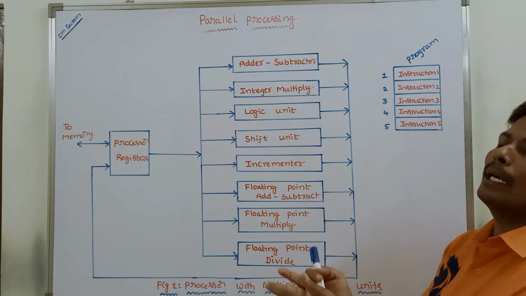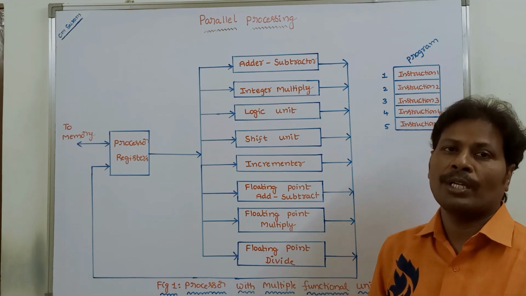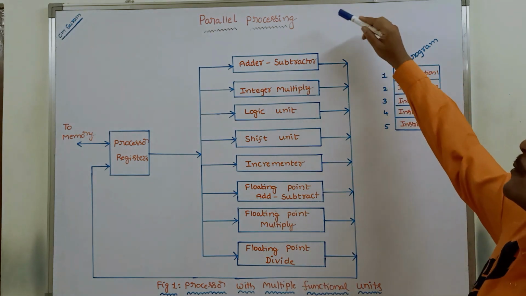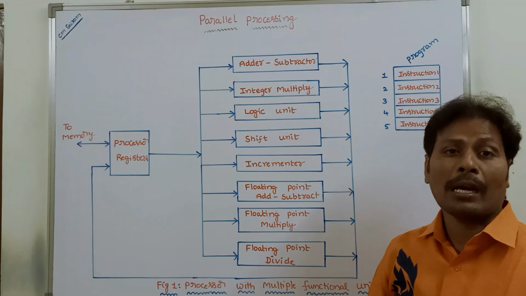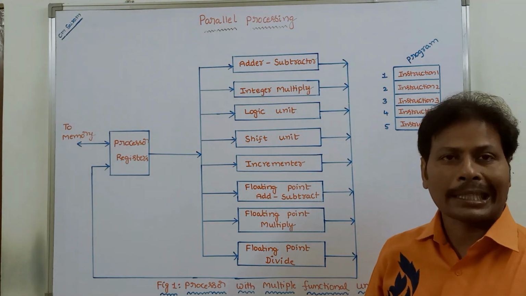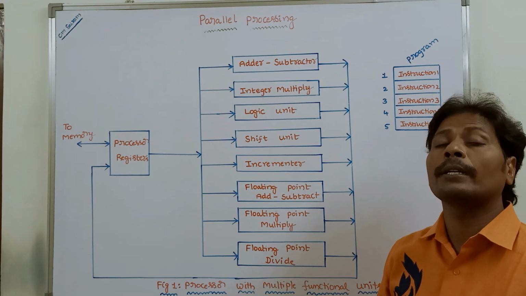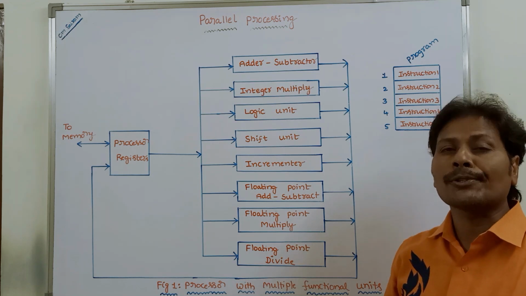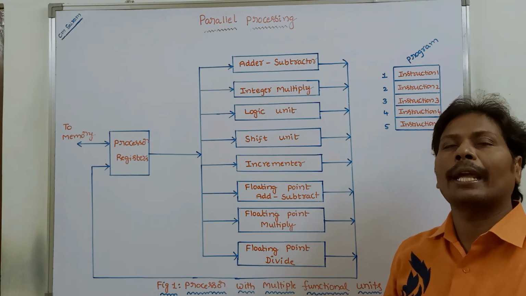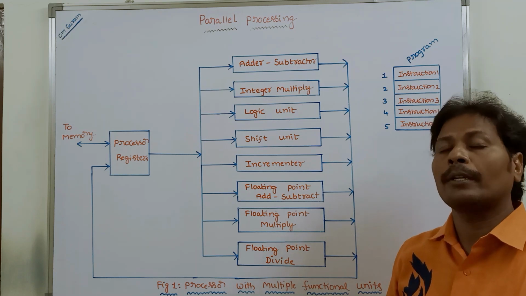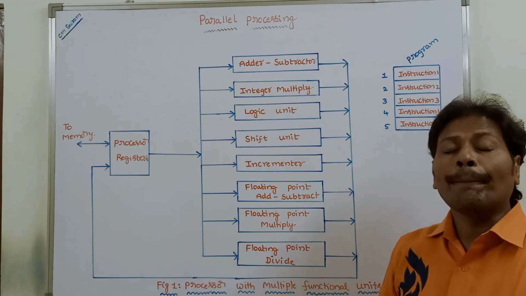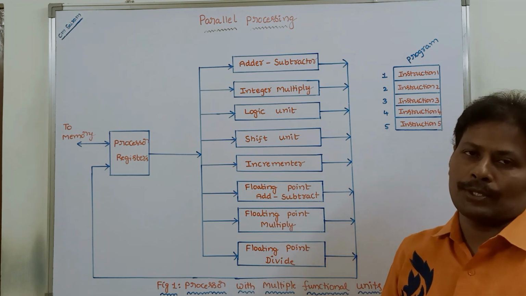How can we overcome those disadvantages? To overcome them, we use a technique called parallel processing. Parallel processing is a technique used for executing instructions in a concurrent or overlapped fashion for the purpose of increasing the speedup of a computer system.